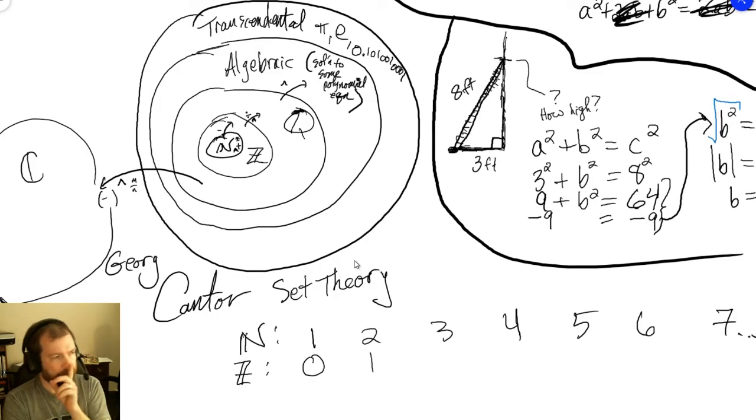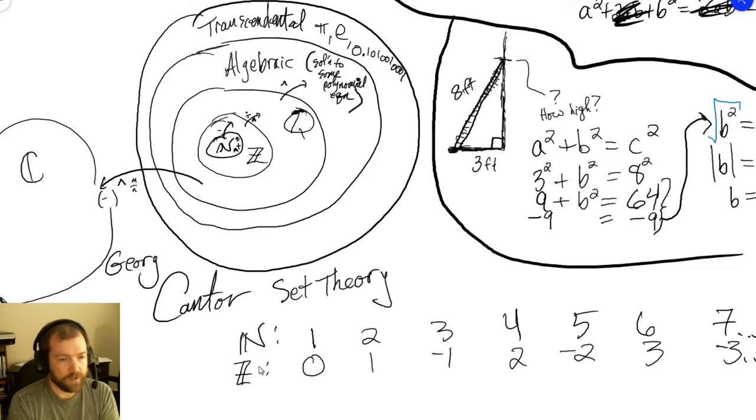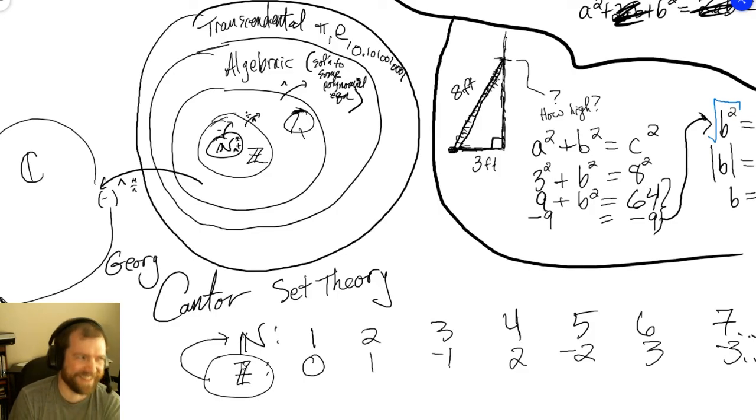But then he said, well, wait a sec. If instead of doing that, I say 0, then 1, then -1, then 2, and then -2, and then 3, and then -3, all of my integers will now be in a one-to-one correspondence with all of my natural numbers eventually. Have you seen this before?